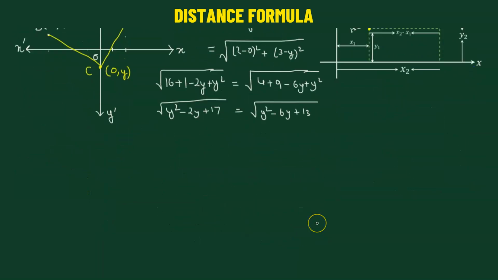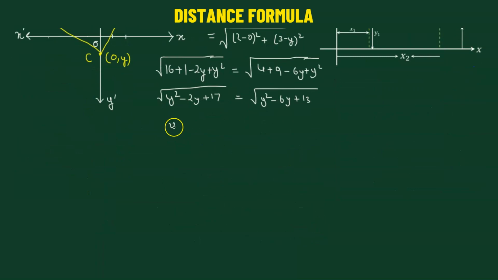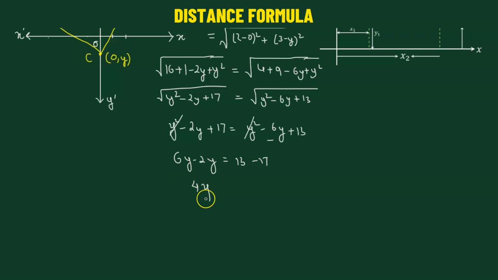Now what we can do is square both sides to get rid of the square root. So we get y squared minus 2y plus 17 equal to y squared minus 6y plus 13. Now we can cancel out y squared from both sides. Let's transpose this -6y to the left hand side. So we have 6y minus 2y equal to 13 minus 17. So 6y minus 2y is 4y. 4y will be equal to 13 minus 17, that's -4, so y will be equal to -1. So we finally find out the value y equals -1.